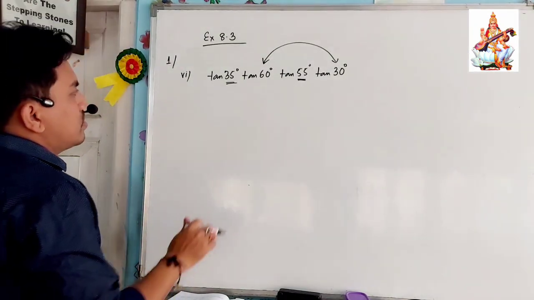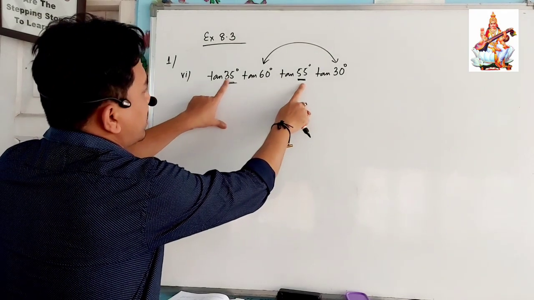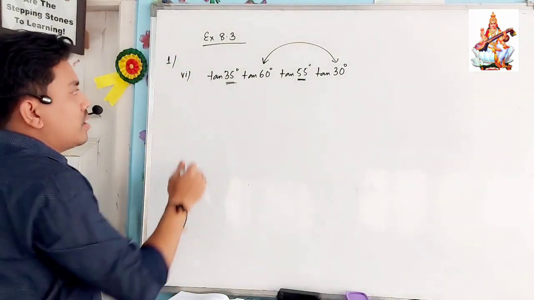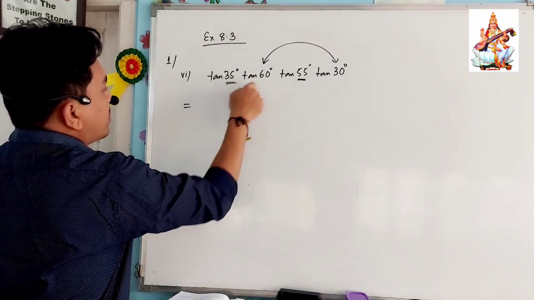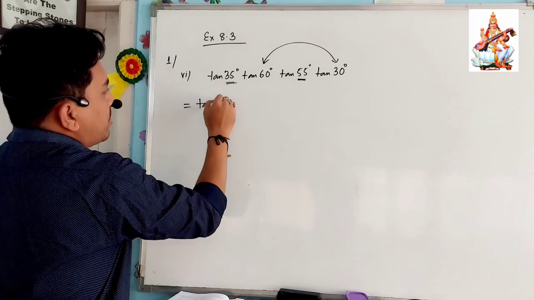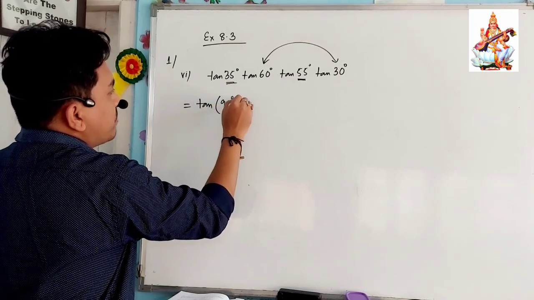Okay. So from these two, we'll be converting this, and from these two, we'll be converting this. Is it clear? So the first two have to be converted. So 10 will be written as 10 only. 35 can be written as what? 90 minus 55, can we write?